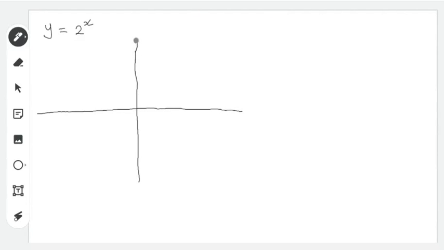If you're ever in doubt, you can always draw a table of values. But it's going to look something like this, roughly. Now, key points to consider are where it's crossing the y-axis, which in this case is (0, 1). And you've got the asymptote this time. An asymptote is a line which the curve gets closer and closer to, but it will never touch.